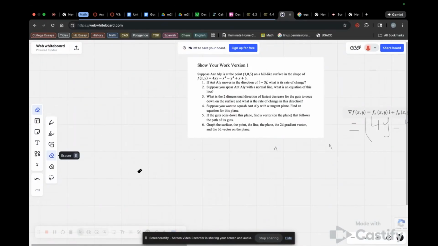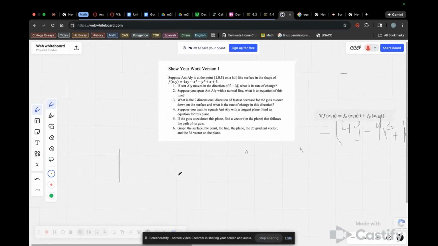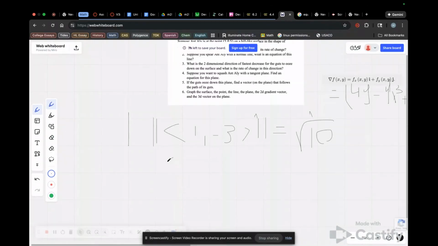So we have to turn this into a unit vector. Oops, I have the eraser. We need the unit vector, which would be divided by the magnitude of (1, -3). The magnitude you can kind of do in your head: 1 squared plus -3 squared, and the square root of that, so the square root of 10. Now we divide the original by the square root of 10, so we get (1 over square root 10, -3 over square root 10).